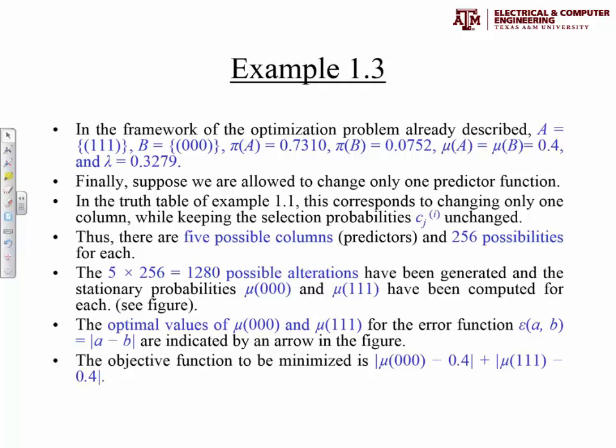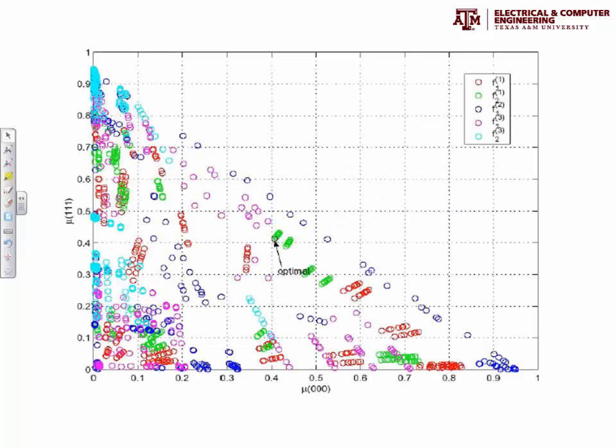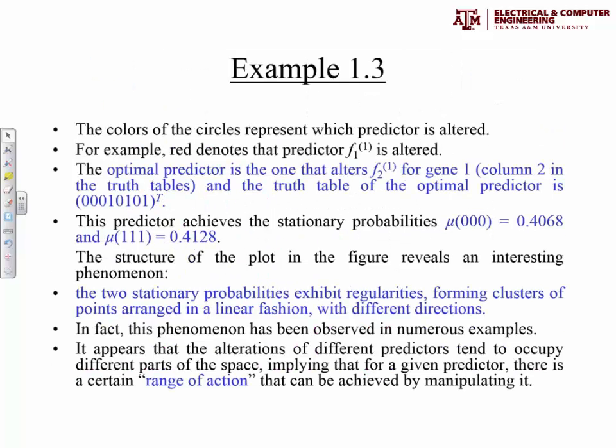So the optimal values for the error function are indicated by an arrow in the figure. That's the 0.4, 0.4. The objective function to be minimized is mu 0,0,0 minus 0.4 plus mu 1,1,1 minus 0.4. And this is the figure that you get. The colors of the circles represent which predictor is altered.